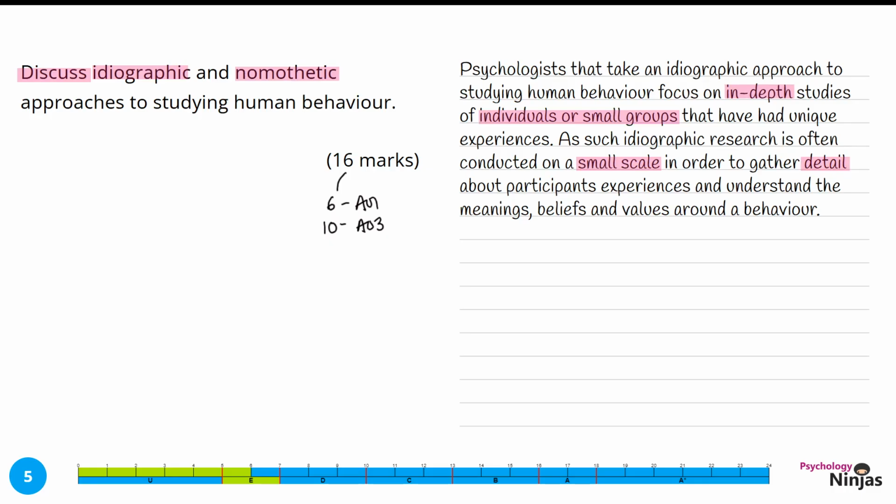We're then going to move into evaluation. By alternating our skills, we're hitting both assessment objectives in order to boost up our levels if we run out of time.